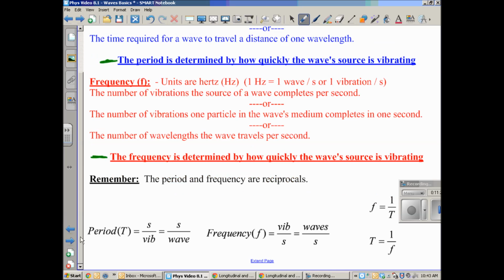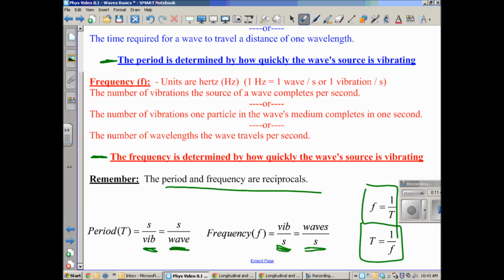And then down here at the bottom, remember we learned this when we did circular motion, period and frequency are reciprocals. Period is the seconds per vibration, or the number of seconds per wave, and frequency is the other way around, vibrations per second or waves per second, which gives us these two equations here. In other words, if you know your period, you can find your frequency, and vice versa.